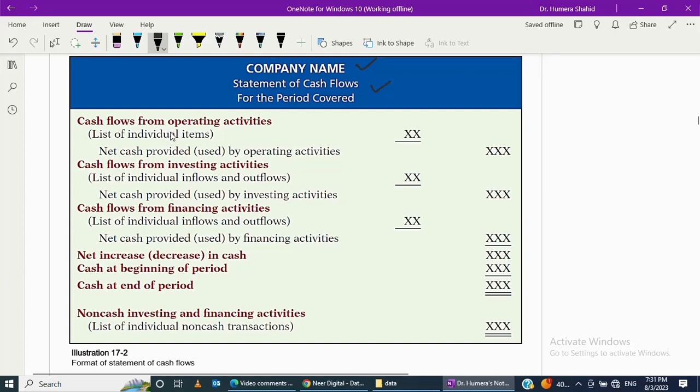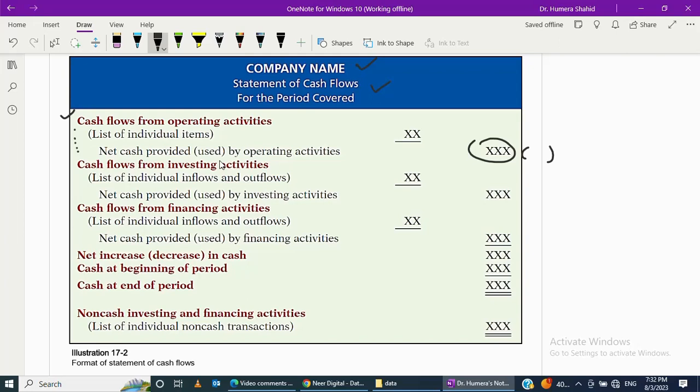Firstly, the operating activity will come, so you have to write exactly the same: cash flow from operating activities. Then you will list all the items that bring money in or take money out through operations, net them off, and put the total in the outer column. If the answer is positive, you will say net cash provided by operating activities. If the answer is negative, meaning more cash is used, you will say net cash used by operating activities.